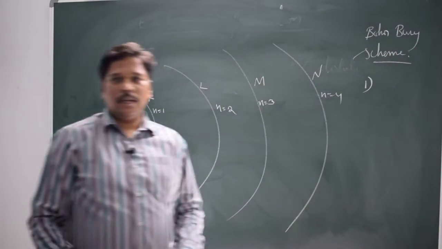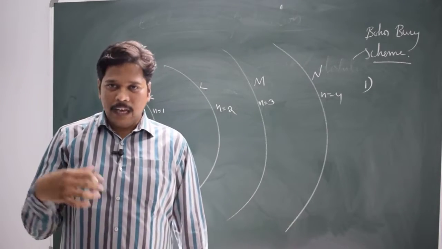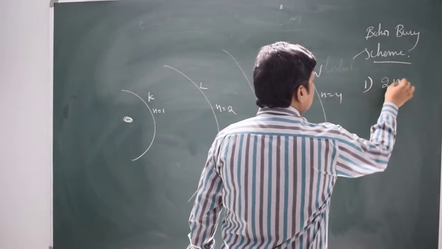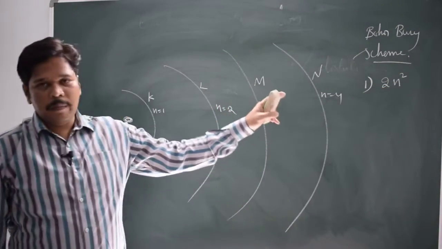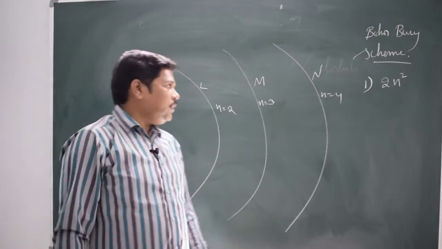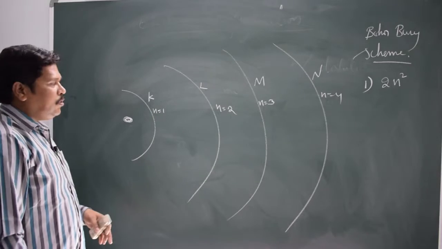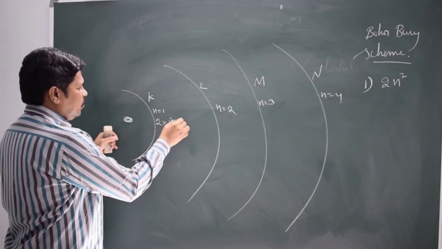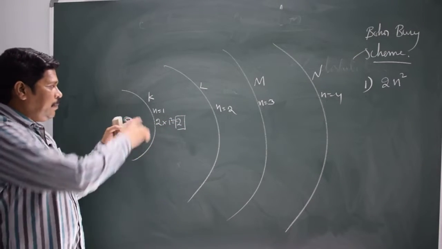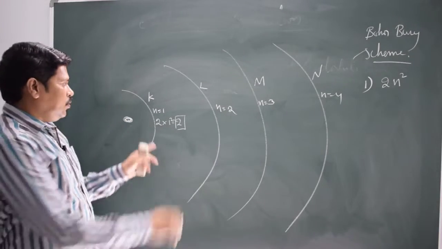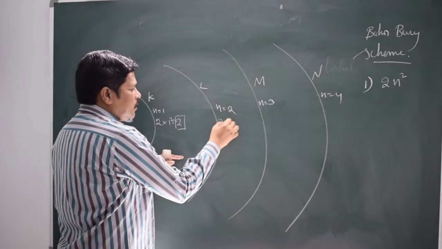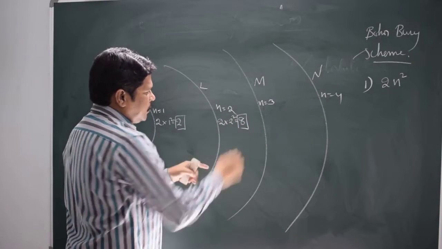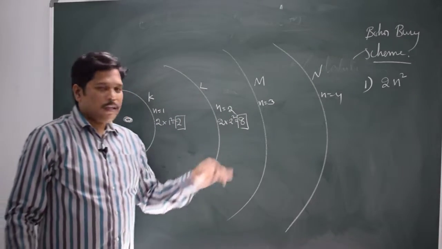The first rule is that the number of electrons that can be accommodated in each shell is given by the formula 2n square. That is the maximum number of electrons in each shell. We'll apply the formula to all four shells. Here n equal to 1, 2 into 1 square, which is equal to 2. So the maximum number of electrons in the K shell is 2. With the same formula, 2 into 2 square, that is 4, 2 fours are 8. The maximum number of electrons in the L shell is 8.